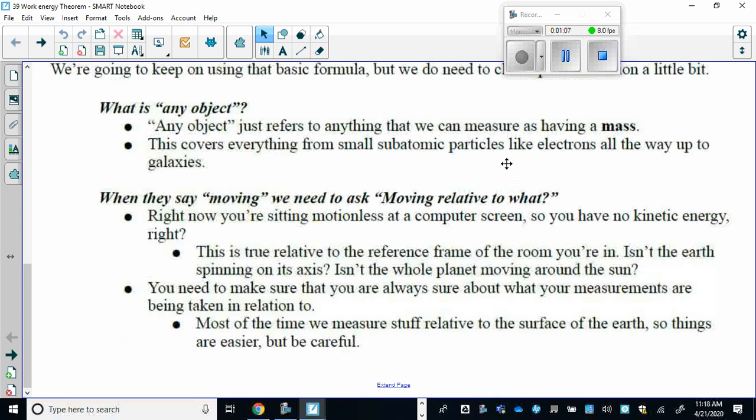And then there's this section here about relative to what? Because obviously, relative to this chair that I'm standing next to, I have no kinetic energy. However, if there's a person on the moon looking at me and the Earth is rotating, then I appear to be moving to that person on the moon. So that's where the question of relativity comes in.